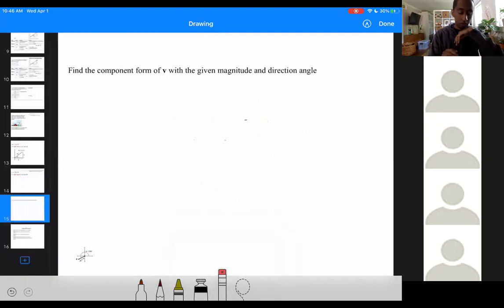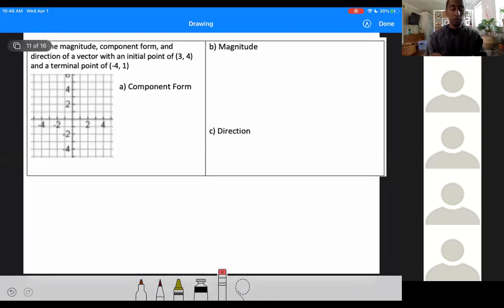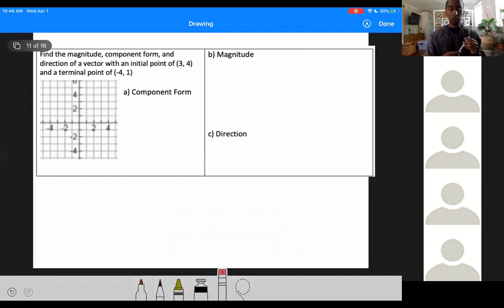Okay. All right, so let's try a problem. So let's say we have this point 3, 4 and -4, 1. And it says find the magnitude, component form, and direction of a vector with initial point of 3, 4 and terminal point of -4, 1, right? It would help to get a visual of it. So we could just plot this 3, 4 here, -4, 1.